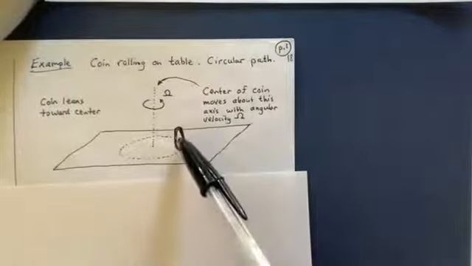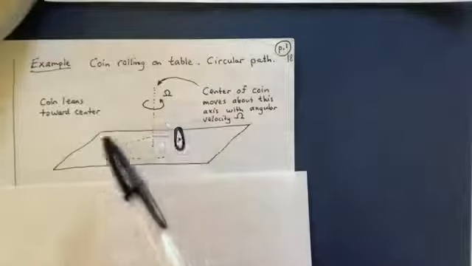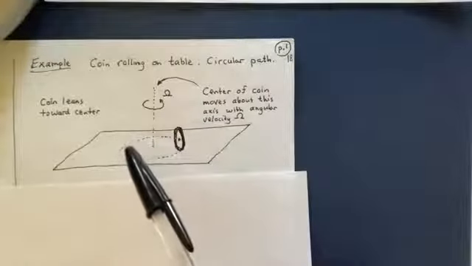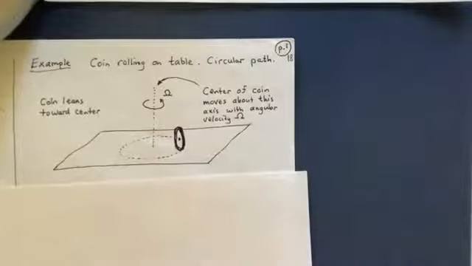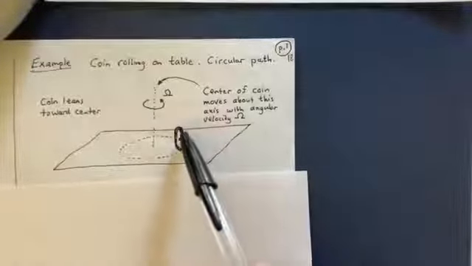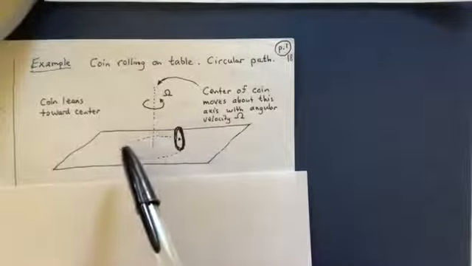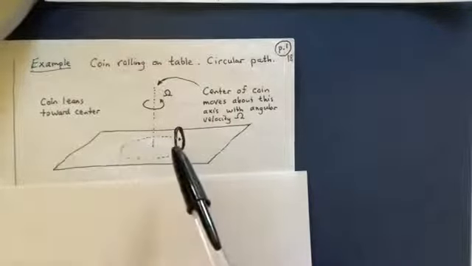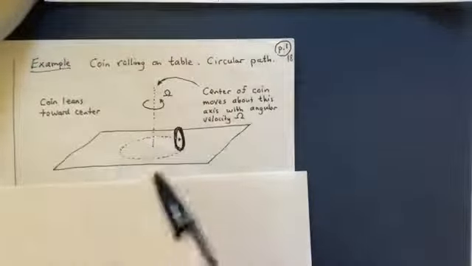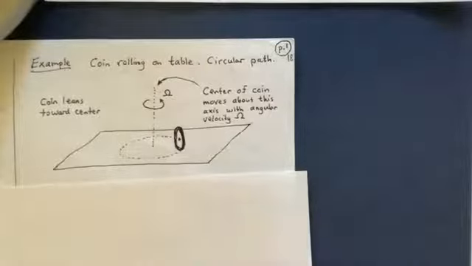Notice that the center of mass of the coin also moves in a circular path. It lies in a plane that's parallel to the table, but is above the table. And the radius of that path is smaller because the coin must lean towards the center in order for this motion to continue in a steady state.